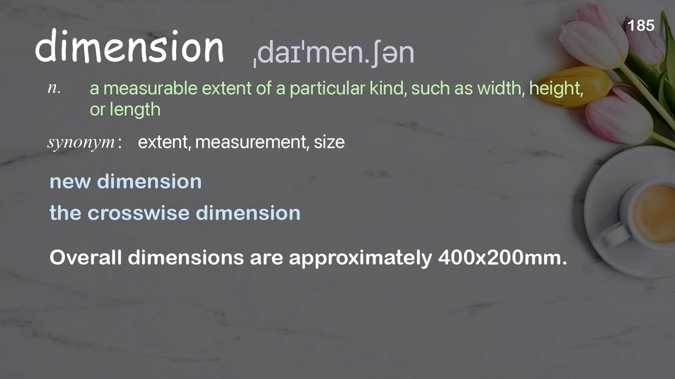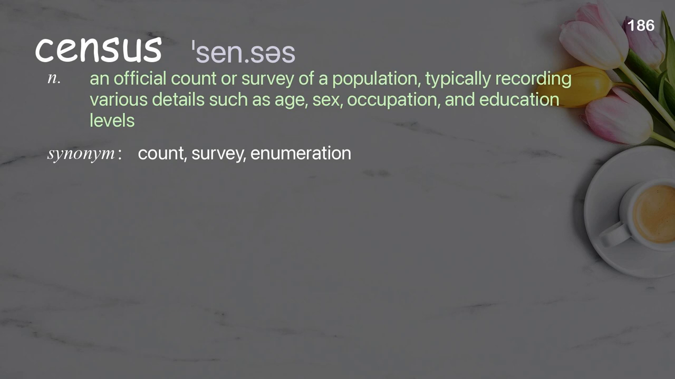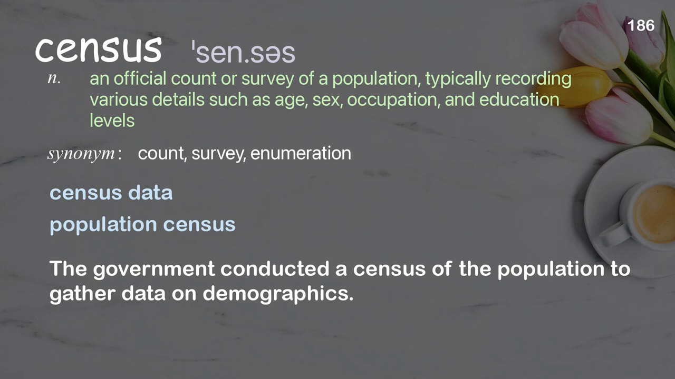Census: an official count or survey of a population, typically recording various details such as age, sex, occupation, and education levels. Examples: census data, population census. The government conducted a census of the population to gather data on demographics.